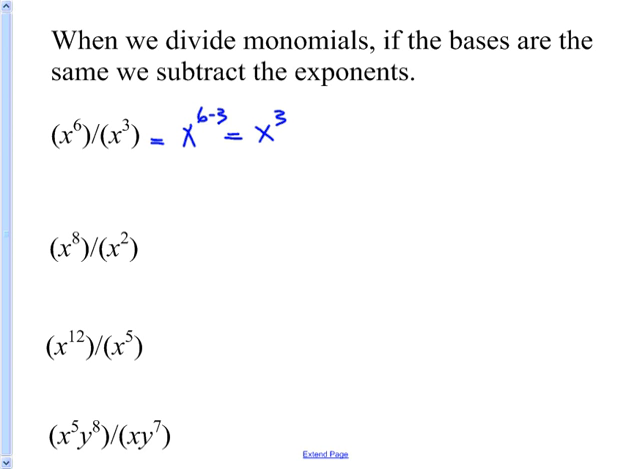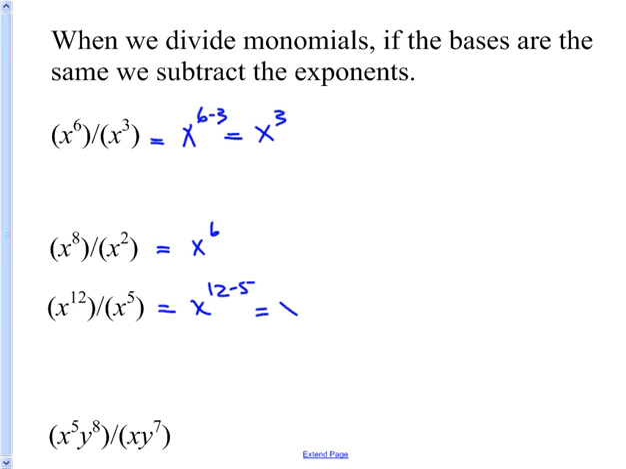6 x's on the top, 3 on the bottom, they divide out, right? 2 of these x's on the top divide out with 2 on the bottom, so we end up with x to the 8th. And let's just move this one up a little bit. There we go. I have 12 x's on the top and 5 on the bottom. 5 on the bottom cancel with 5 on the top, leaving me with x to the 7.